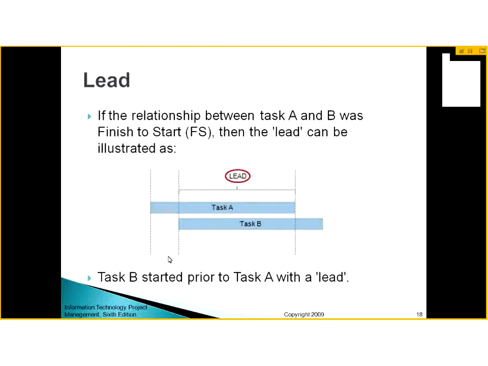Lead, if the relationship between task A and B was finish to start, it means B cannot start until A finishes. Then the lead can be illustrated as this, like task B started prior to task A finishing, with a lead. So task A had to finish at this time, but task B has started earlier, so this is the lead time.